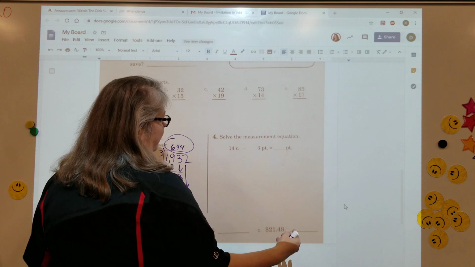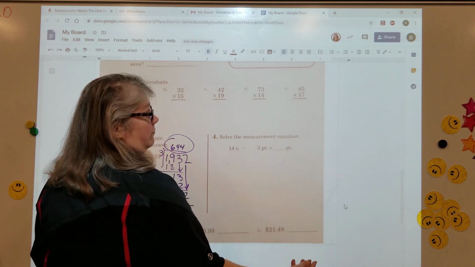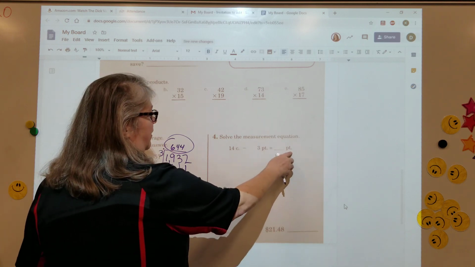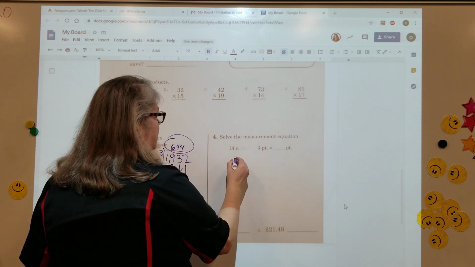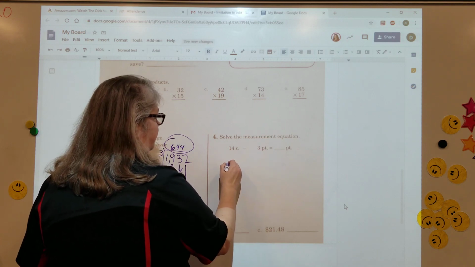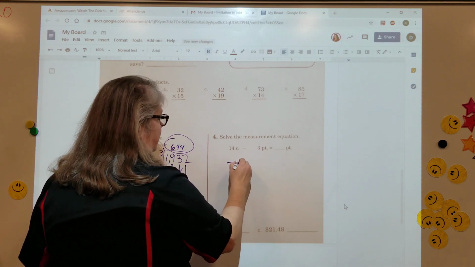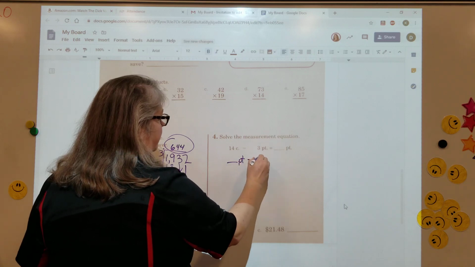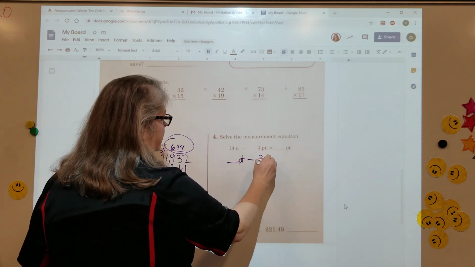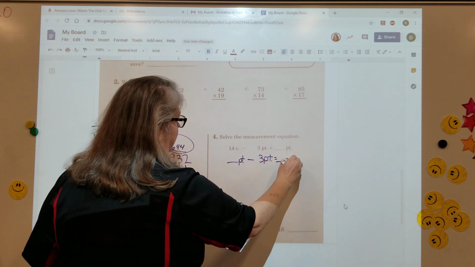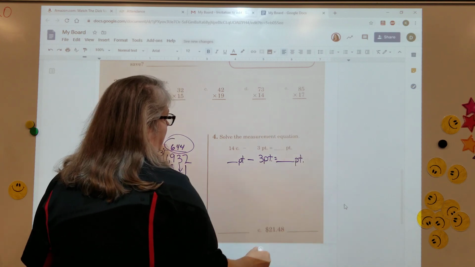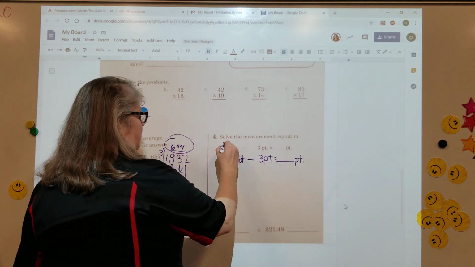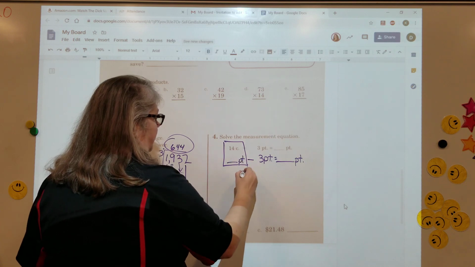So first of all, we have to see what our answer is in. What do we need our answer in? Pints. So we have to change everything to pints. Since this says cups, we're going to put blank pints minus, that's already pints, 3 pints equals how many pints? We're going to box the one that's different. Cups and pints are different.